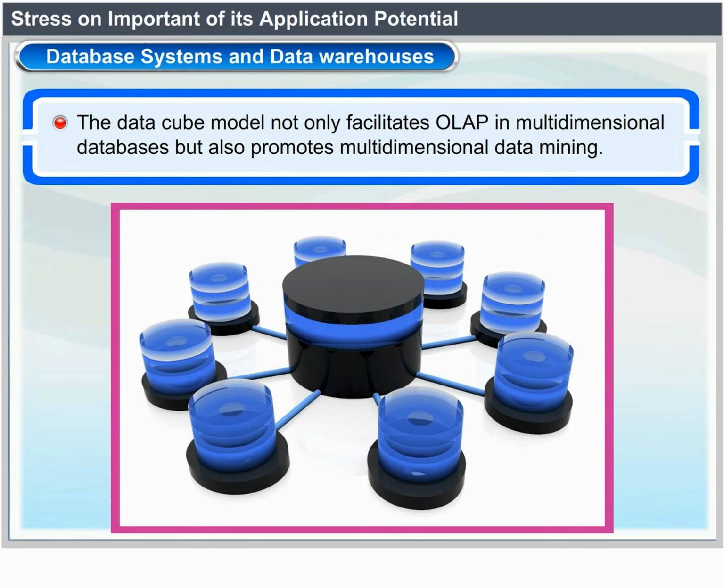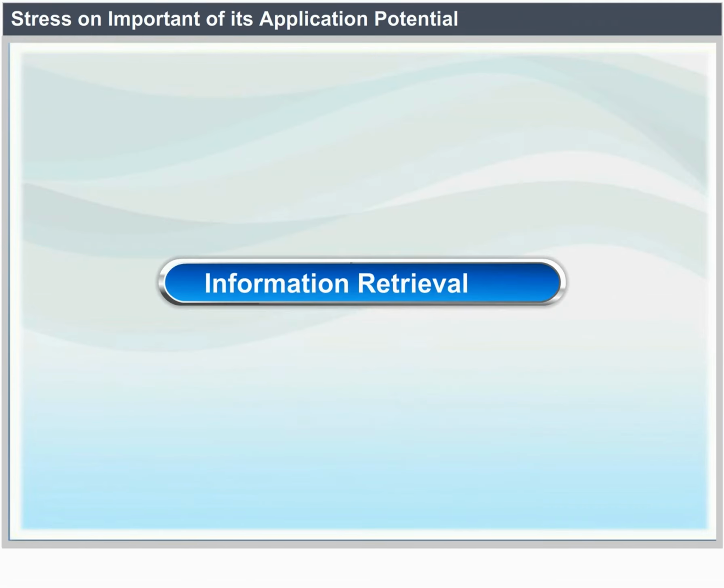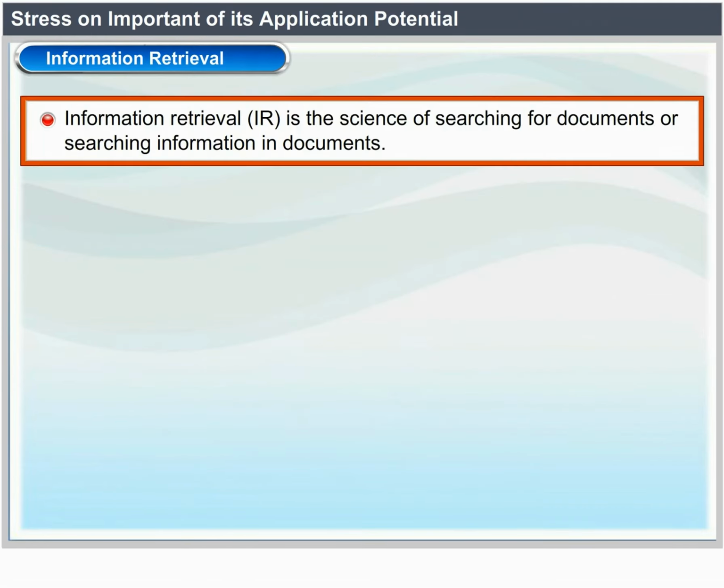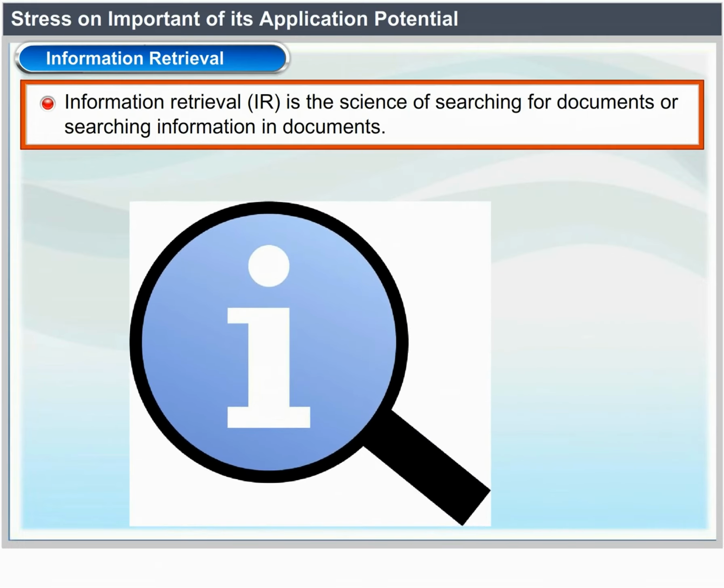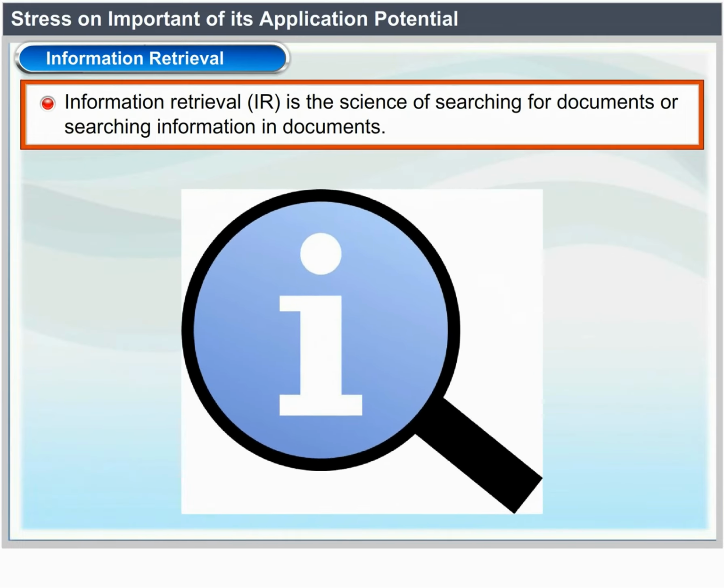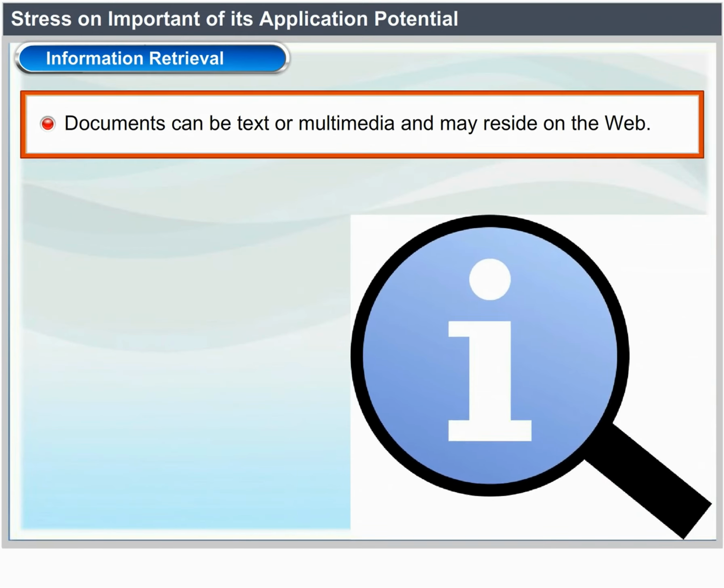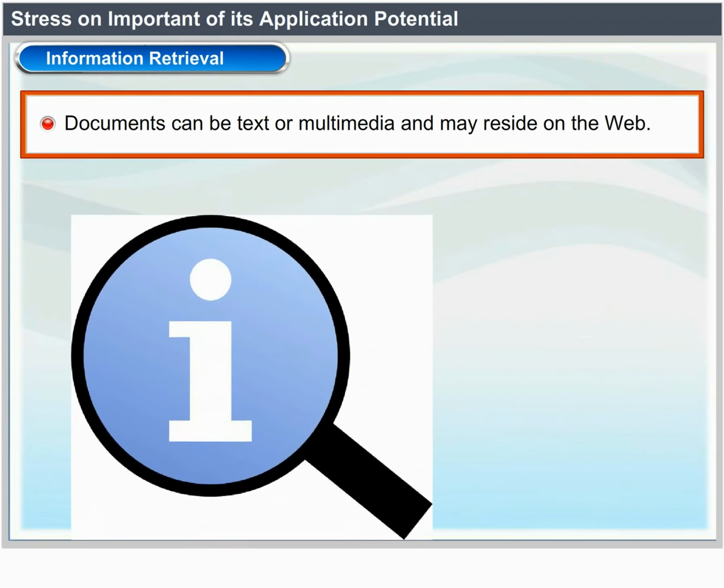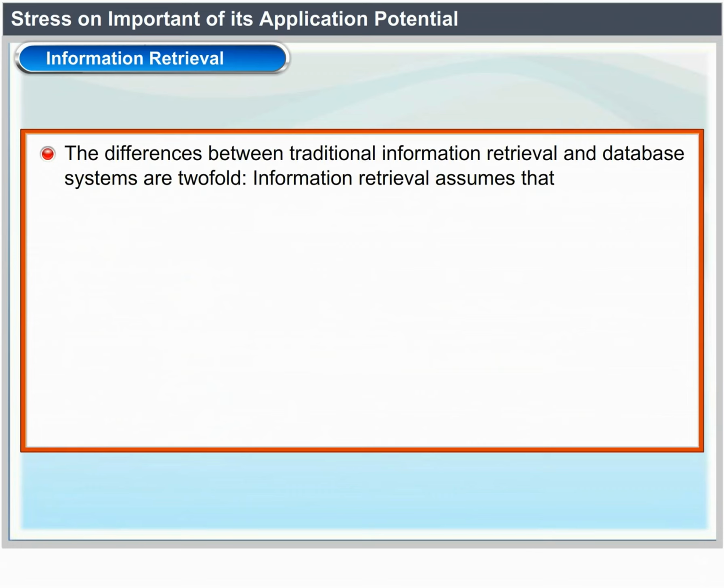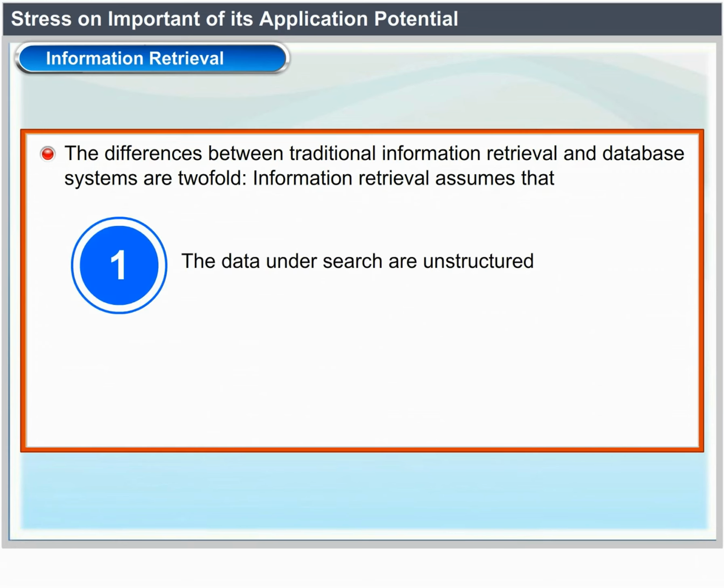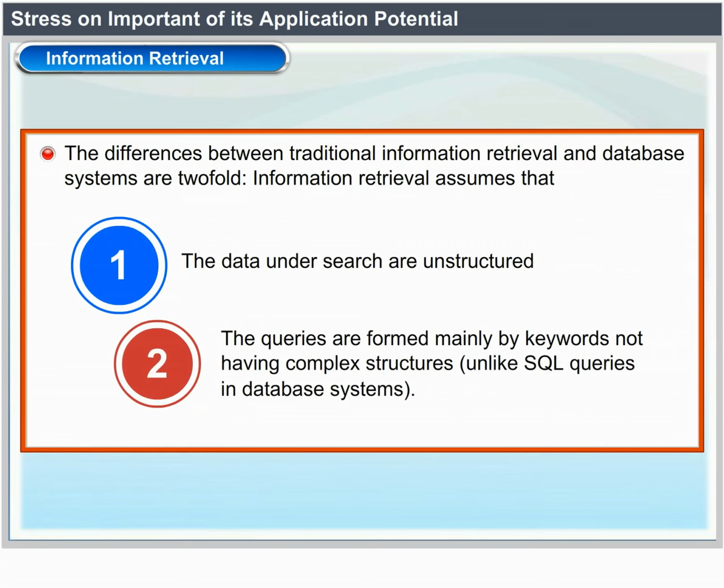Information retrieval. Information retrieval, IR, is a science of searching for documents or information in documents. Documents can be text or multimedia and may reside on the web. The differences between traditional information retrieval and database systems are twofold. Information retrieval assumes that data under search are unstructured, and the queries are formed mainly by keywords which do not have complex structures, unlike SQL queries in database systems.